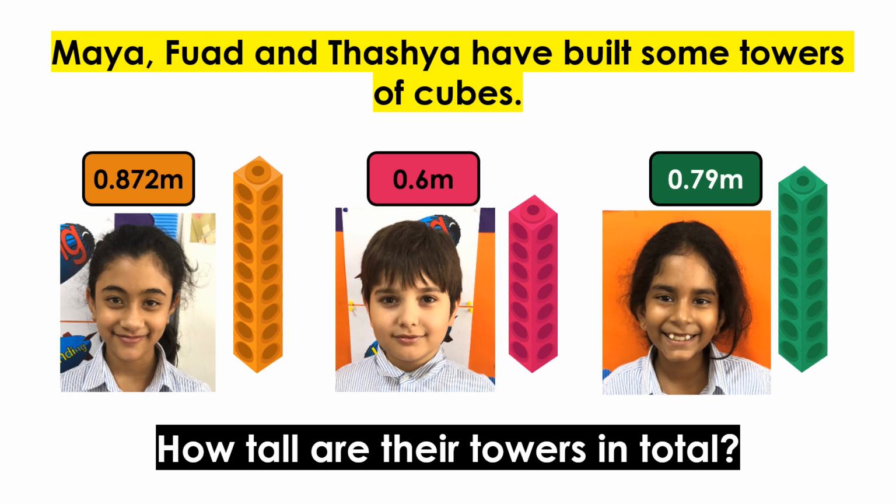I've picked 3 children from 5D. We have Maya, Fuad and Tasha. They've been building some cube towers. Maya's cube tower is 0.872 meters, Fuad's is 0.6 meters, and Tasha's is 0.79 meters. The question here is, how tall are their towers in total?